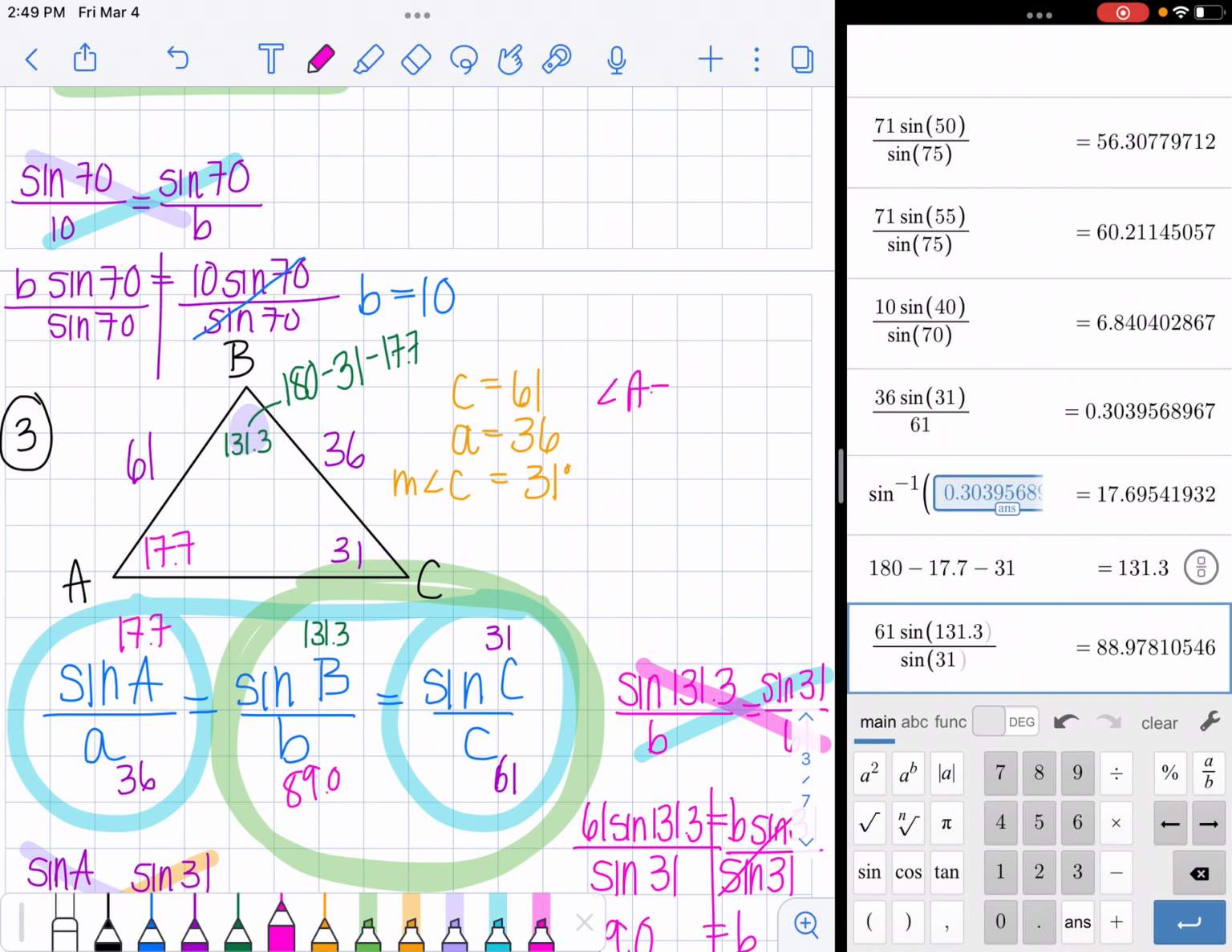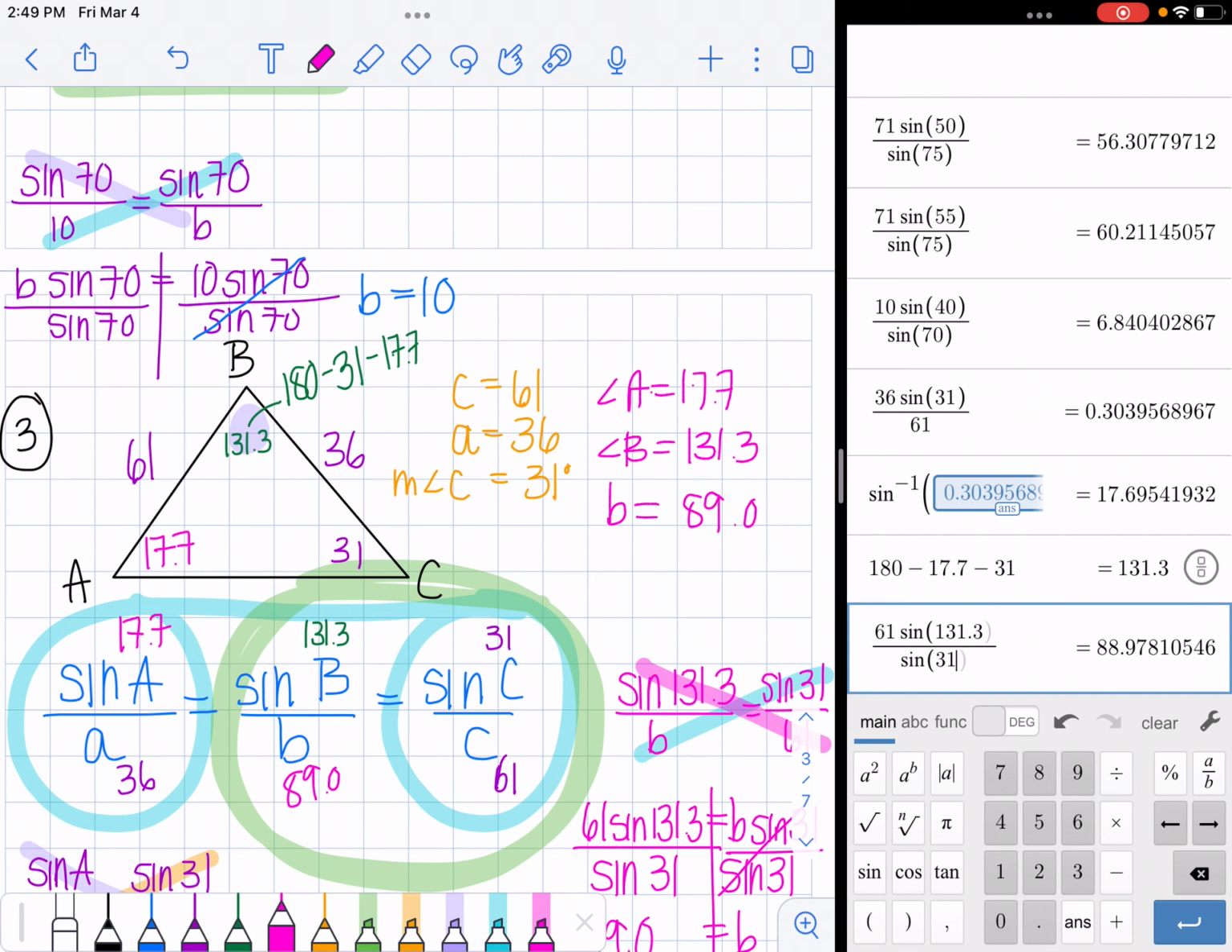So this is 89.0, and then you would come up here and we would say that angle A we found to be 17.7. We found angle B to be 131.3. And what are we missing? Oh, and side B. Side B is 89.0.